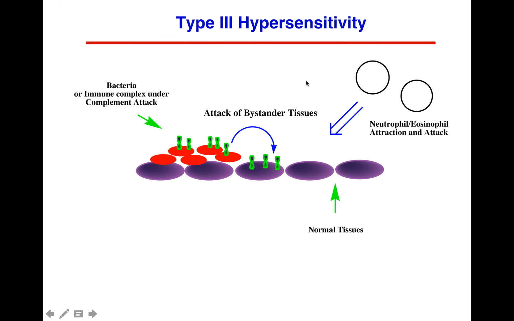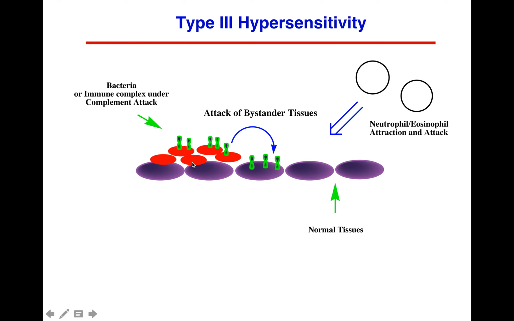Now, for example, if we have a bacterial complex that forms a film or a layer of bacteria on the tissues, these can have a bystander effect. You can get activation of complement onto bystander cells and activation of an inflammatory response.